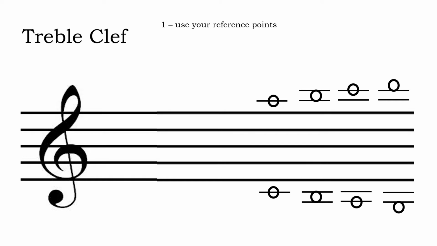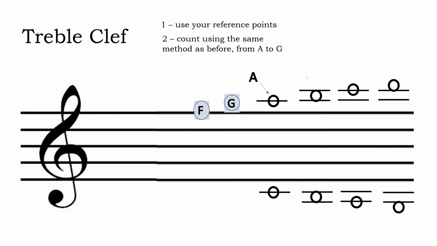So, the first step you need to take: use your reference points and then count using the same method as before from A to G. If we wanted to find out what the top ledger line notes are, we can use the top line reference of F and then count up. So we have F, G, A, B, C and D.